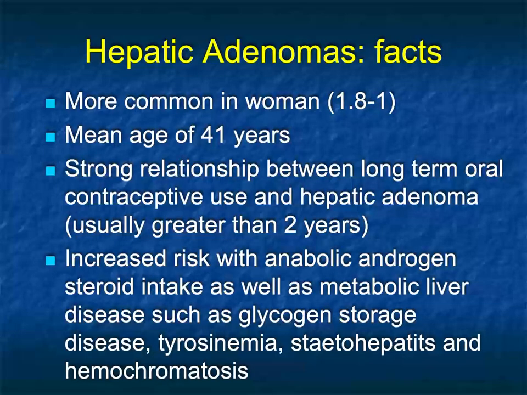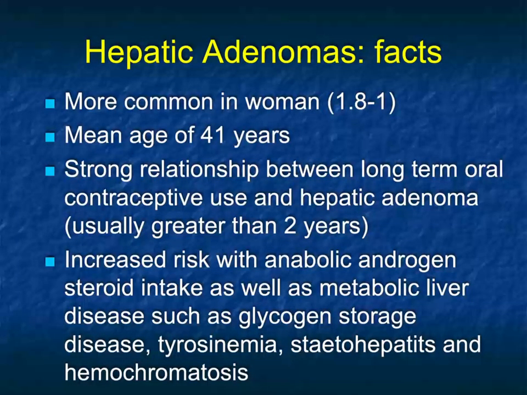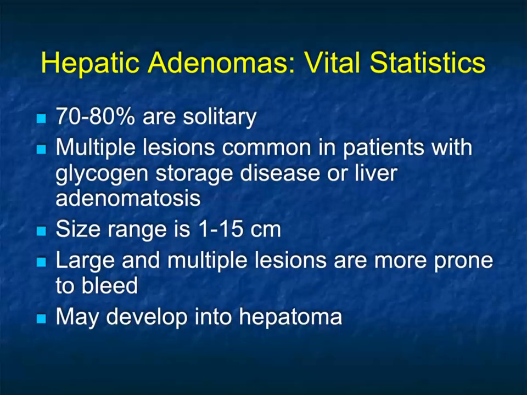What about hepatic adenomas? Usually when you say FNH, the next thing you say is hepatic adenomas. Hepatic adenomas are more common in women, mean age in their 40s. There's a strong relationship between long-term oral contraceptive use and hepatic adenomas. There's an increased risk with anabolic androgen steroid intake, as well as metabolic liver disease such as glycogen storage disease, tyrosinemia, steatohepatitis, and hemochromatosis. So those are things we also will consider leading to hepatic adenomas.